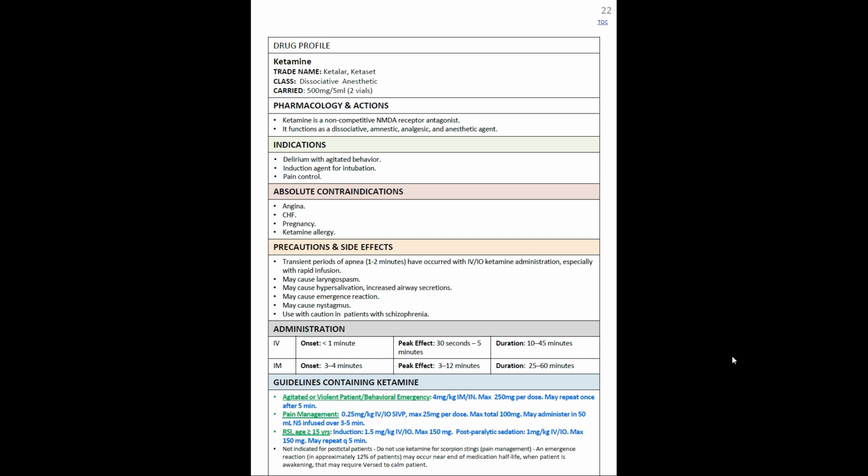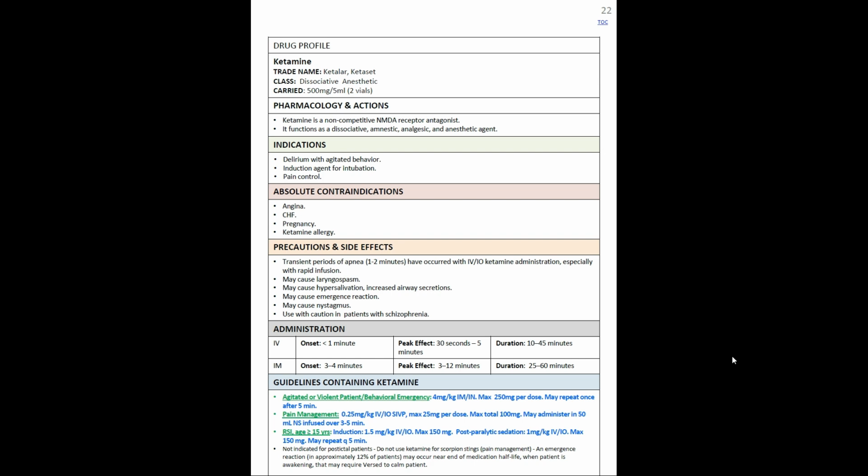And then for RSI, for patients who are equal to or greater than 15 years of age, the induction is 1.5 milligrams per kilogram to a max of 150. After you sedate them, the post-paralytic sedation is 1 milligram per kilogram with a max of 150.